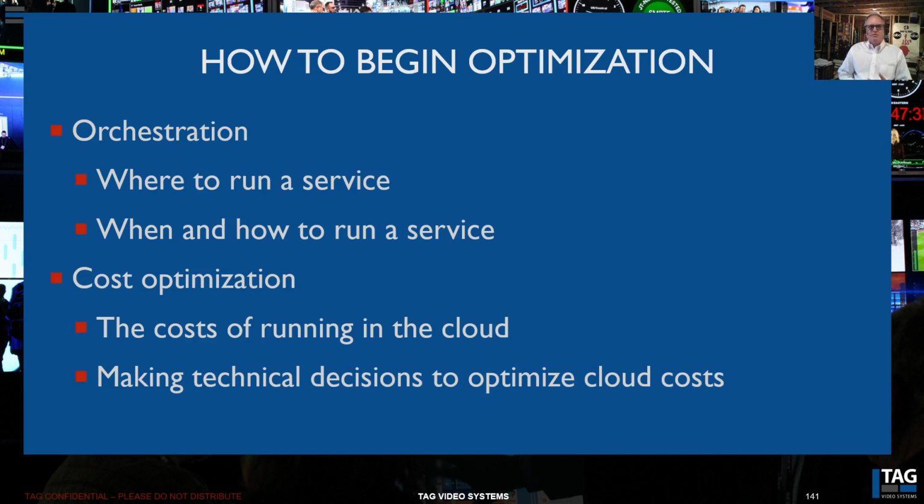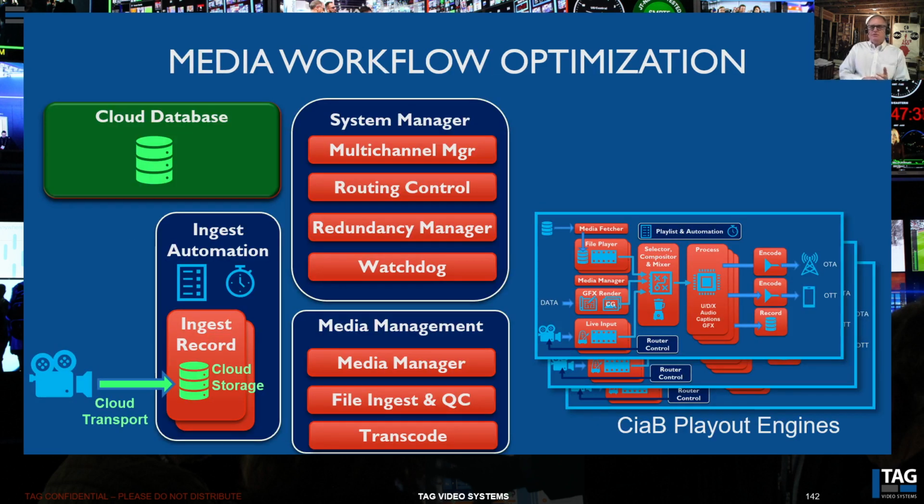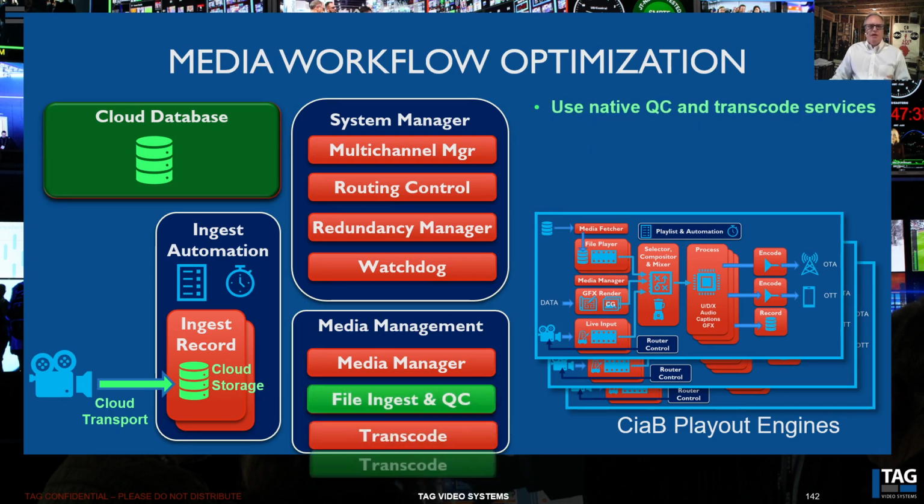We're going to run them in the right part of the cloud where it's optimized to run that. And to do that cost optimization, we need to understand the costs of running in the cloud, and we need to make some technical decisions about how to optimize those cloud costs, and some trade-offs. So let's look at how we might do that. For media workflow optimization, we already are using the cloud-based database and cloud transport. We did all that. But I've got things like file ingest and QC, and there are native processes in the cloud I can use to do that.